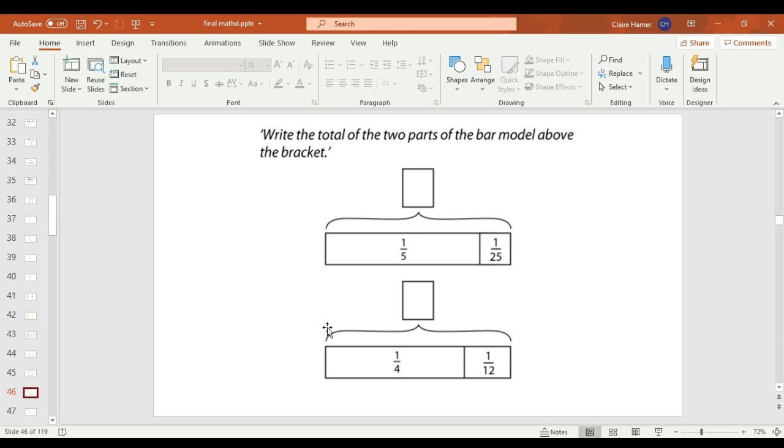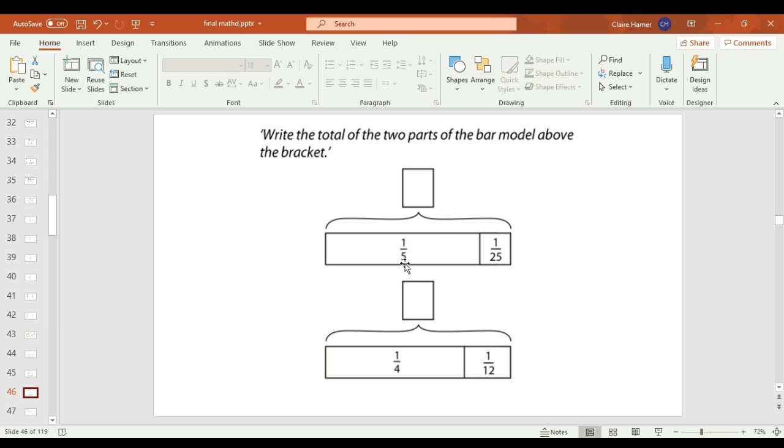Now, last week we were looking at when you need to combine fractions, or do a subtraction calculation, you can only do it when the fractions have a common denominator. So I wonder if you can complete these 2 bar models. It says, write the total of the 2 parts of the bar model above the bracket. So these are like addition calculations.